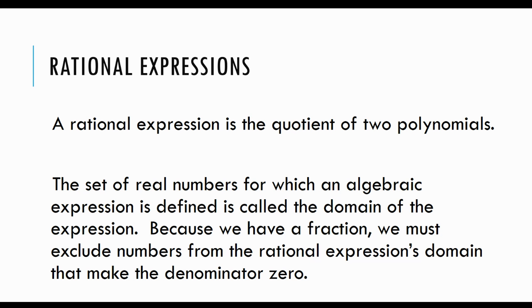So a rational expression is a quotient of two polynomials. Essentially, you have to have a fraction with a variable in the denominator in order to consider it a rational expression. The set of real numbers for which an algebraic expression is defined is called the domain of the expression. Because we have a fraction, we must exclude numbers from the rational expression's domain that make the denominator 0. Once again, this is something that we've already done in the past. We did this back in chapter 2 when we were talking about domain and range of different functions. So remember, anytime we have a fraction, we never want the denominator to turn into 0, and that's why we were finding excluded values.